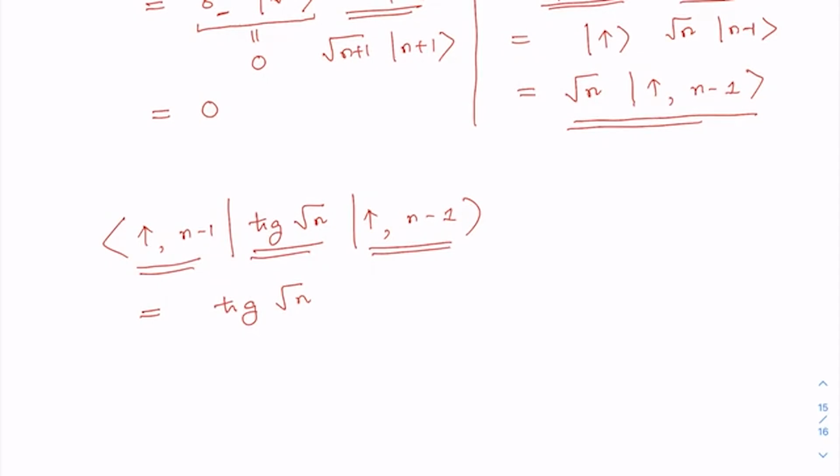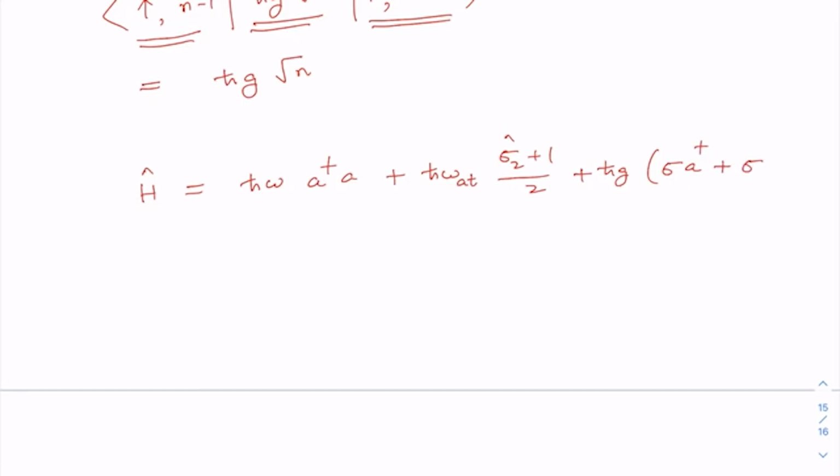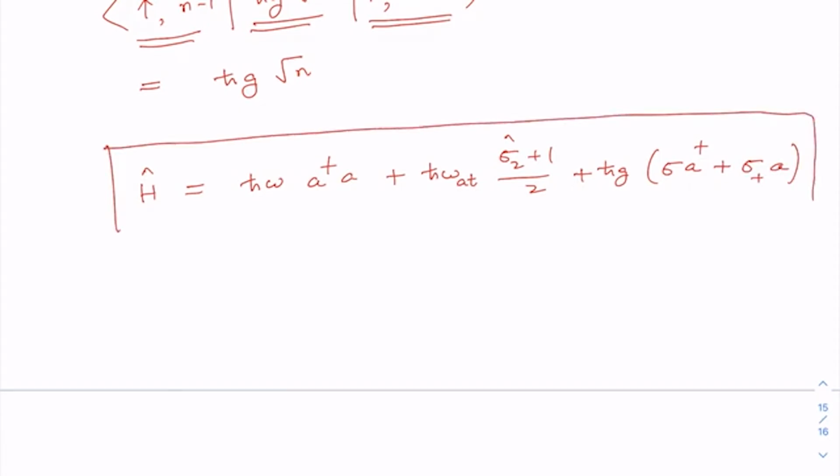Well, let us find the matrix form of the James-Cummings Hamiltonian in the rotating wave approximation. So our James-Cummings Hamiltonian, let me rewrite again. It is h cross omega A dagger A plus h cross omega atom sigma z plus 1 by 2 plus h cross Z, I have sigma minus A dagger plus sigma plus A, right? So this is our James-Cummings Hamiltonian in the RWA.